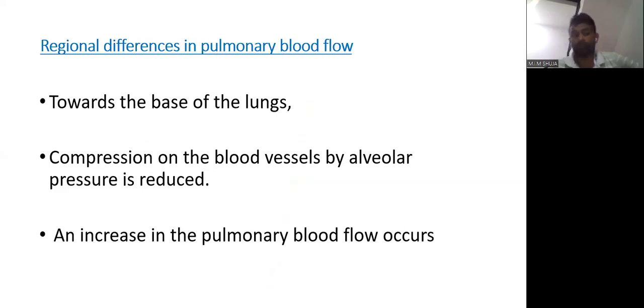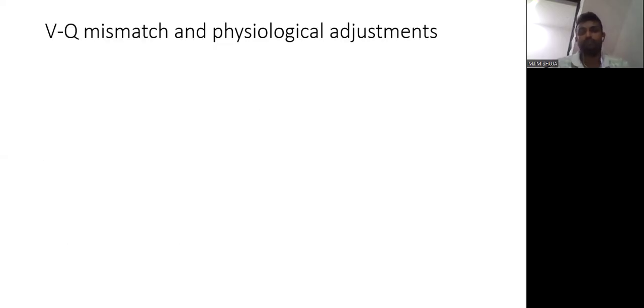If you go towards the base of the lung, the compression of the blood vessels by alveolar pressure is reduced. So there is an increase in blood flow because the gas, having less density, always tends to go upward towards the apex. So towards the base, there is a low amount of air, so the compression by the air on the blood vessels is reduced. So more blood goes through the blood vessels, and the pulmonary blood flow is increased. Very simple, isn't it? O-level student stuff.